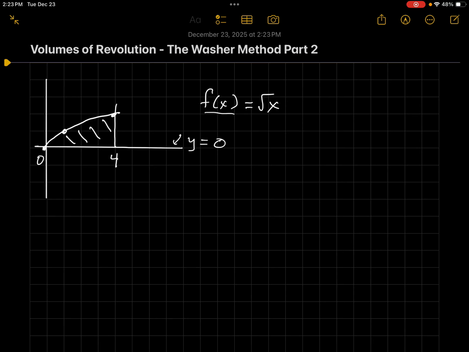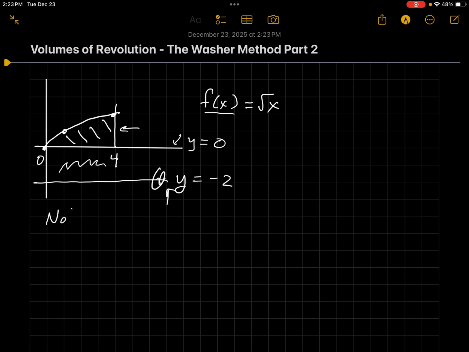In this video, we're going to take that same region and revolve it about different horizontal axes, starting with the line y equals -2. Notice that if we're going to take this region here and revolve it about the axis y equals -2, there's going to be some space in the middle.